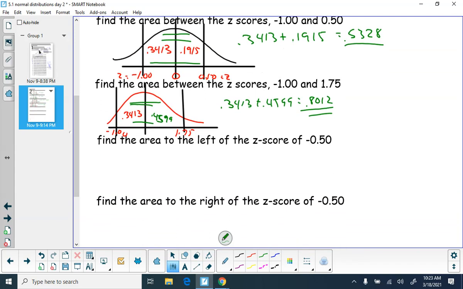Find the area to the left of the z-score of -0.5. To the left of the z-score of -0.5.